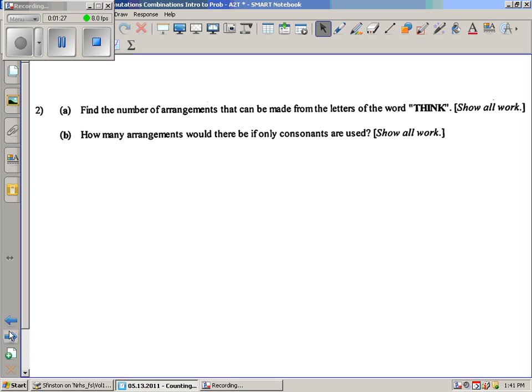So now, practical applications of problems like this are license plates. How many spots do we need on a license plate to accommodate all the people that live in a particular county? Find the number of arrangements that can be made from the letters of the word think. There's 5 spots. How many choices do we have for that first spot? What about for the next?